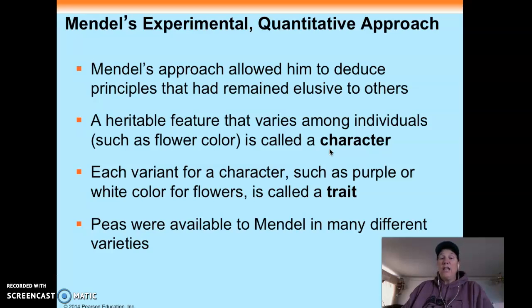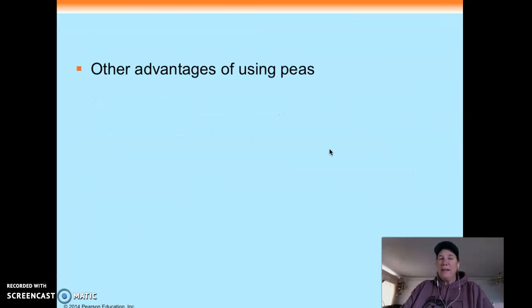Okay. And he used pea plants. There were a lot of different varieties. He could do a lot of different experiments, and he used them. Well, we'll talk about why he used pea plants here in a minute. Okay. The advantage, next slide. The advantage of using pea plants, first of all, there's a very short generation time. He could do a lot of experiments in a short time.